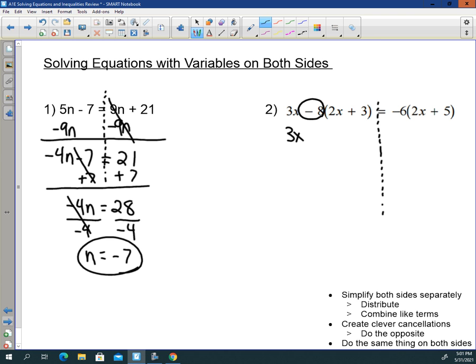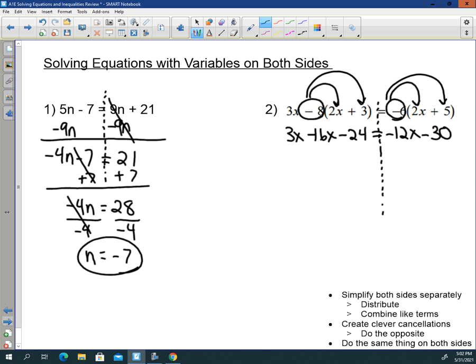That means that we're going to take this negative 8 and distribute it onto that 2x, and negative 8 times 2x is negative 16x. And then we're going to take that 8 and distribute it onto that 3, and we'll get negative 8 times 3, which is going to be negative 24. And that's going to equal, now we're going to simplify the right side. We have a negative 6 times 2x, which is negative 12x, and a negative 6 times 5, which is negative 30.